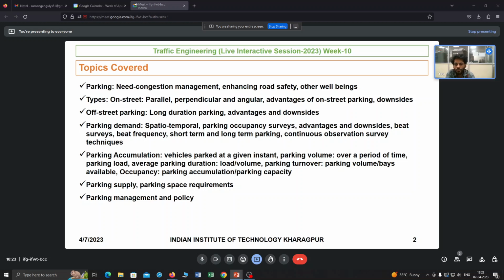So on-street parking, if we plan on street parking, either we can place our vehicle parallel to the road, or we can park our vehicle perpendicular to the road, or maybe at some angle. So why is this important?